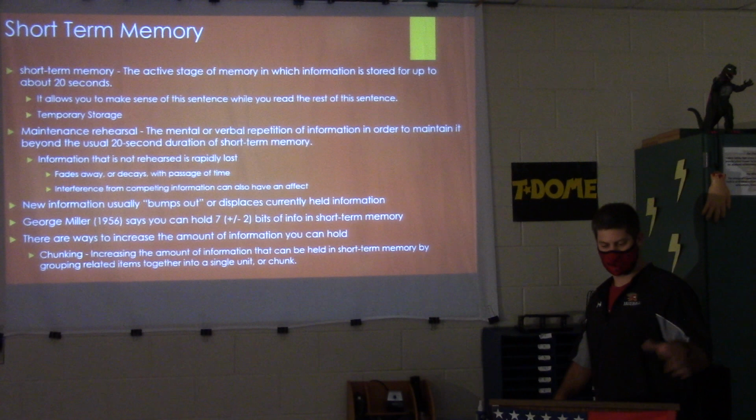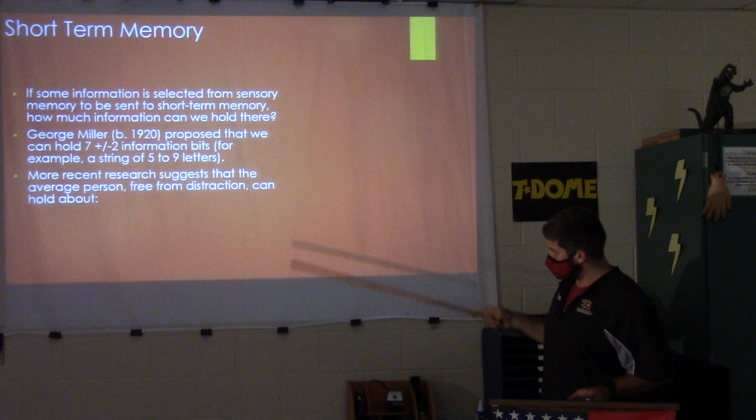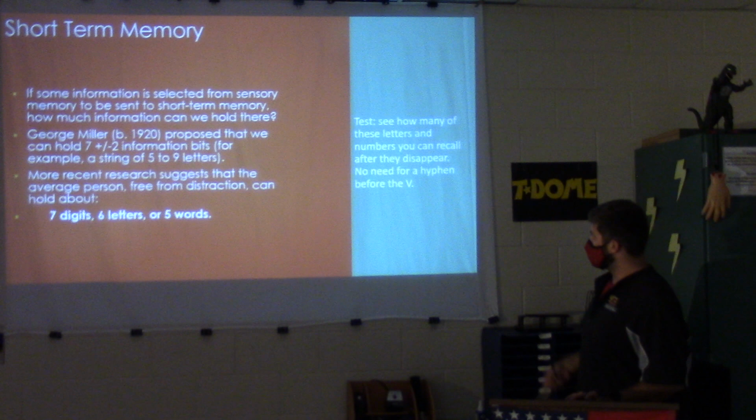So, if some information is selected from sensory memory to be sent to short-term memory, how much information can we hold? We know that is 7 plus or minus 2. More recent research suggests that an average person free from distraction can hold about 7 digits, 6 letters, or 5 words in their short-term memory for 20 seconds. So, test. Let's see how many of these letters and numbers you can recall after they disappear.